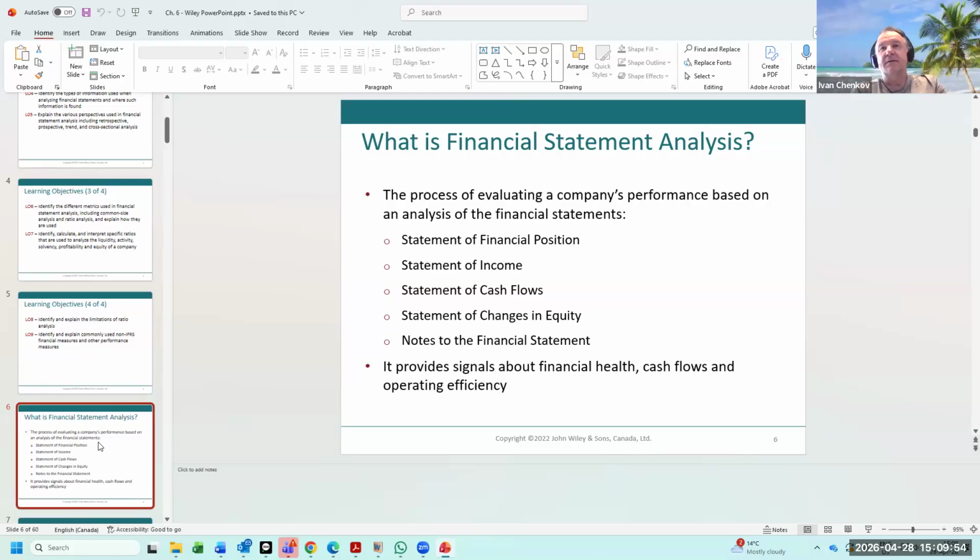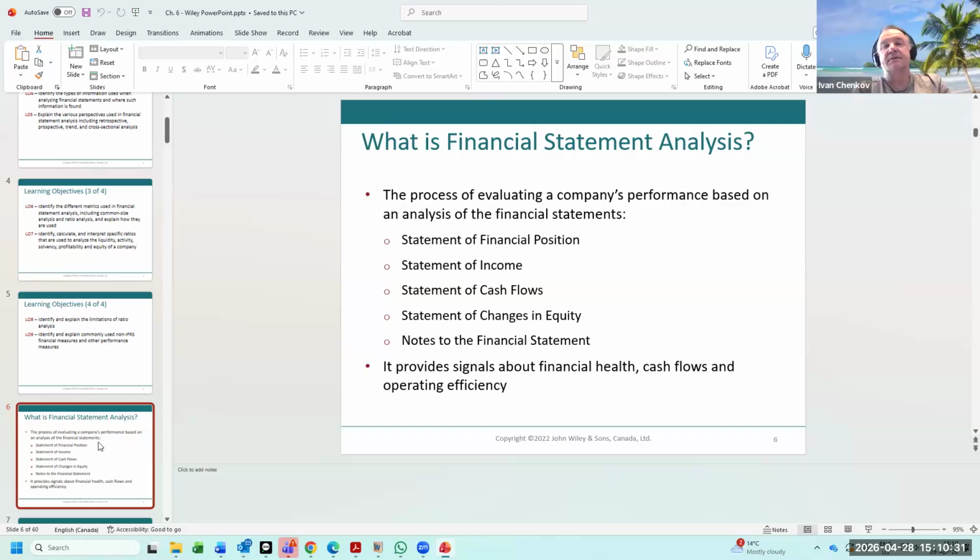Financial statement analysis is mostly done for the purpose of creditors and investors, the ones who are going to lend the company money and the ones who are going to invest money in the company. They rely on the five financial statements: statement of financial position, statement of income, statement of cash flow, statement of changes in equity, and notes to financial statements. Not necessarily in that order, but those statements are presented as a set of financial statements.